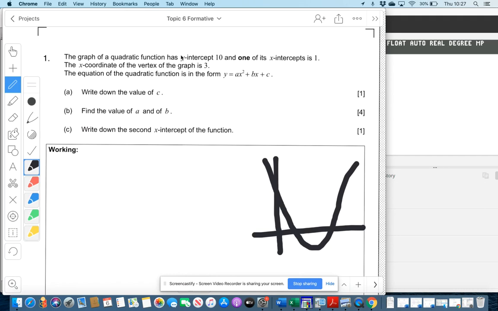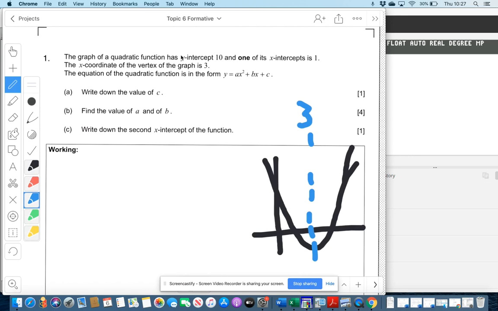They give you a little bit more information: the x-coordinate of the vertex of the graph is at 3. So this is what defines the axis of symmetry, actually, here at 3. Okay, and then we're supposed to find the value of c.